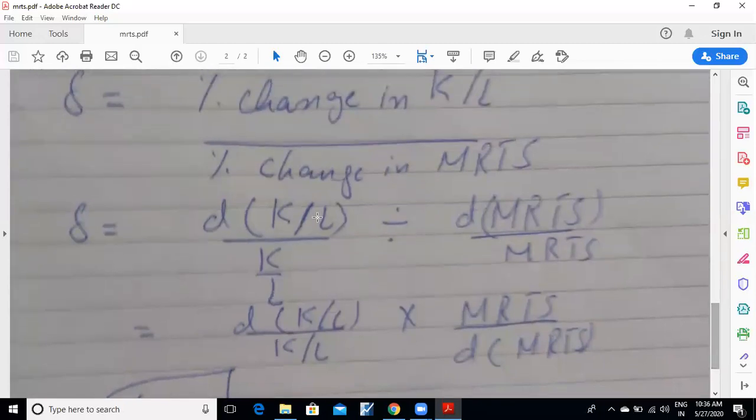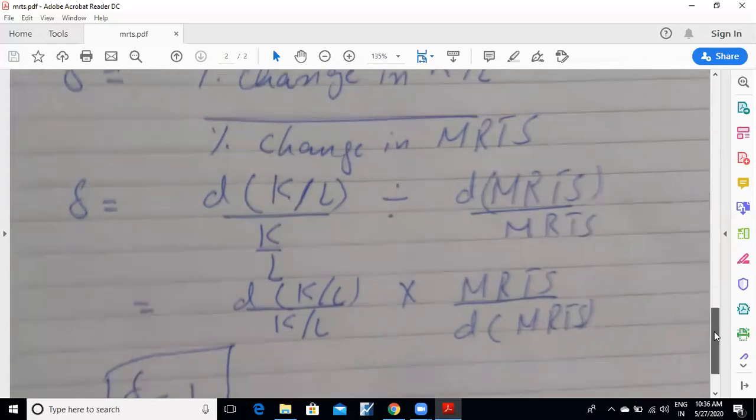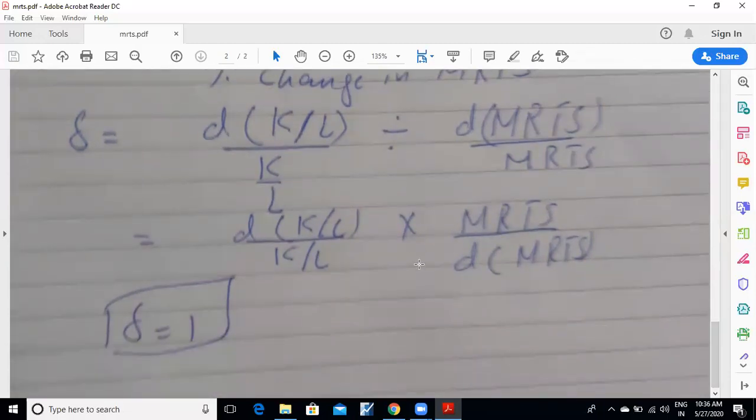When we write it mathematically, the percentage change in K over L is equal to d of K over L divided by K over L. Then the percentage change in MRTS is equal to dMRTS over MRTS. When we further solve it and convert the division into multiplication, the second fraction is reversed, so it becomes MRTS over dMRTS, and the fractions cancel each other out: d cancels d, K over L cancels K over L, and MRTS cancels MRTS. So sigma will be equal to 1.